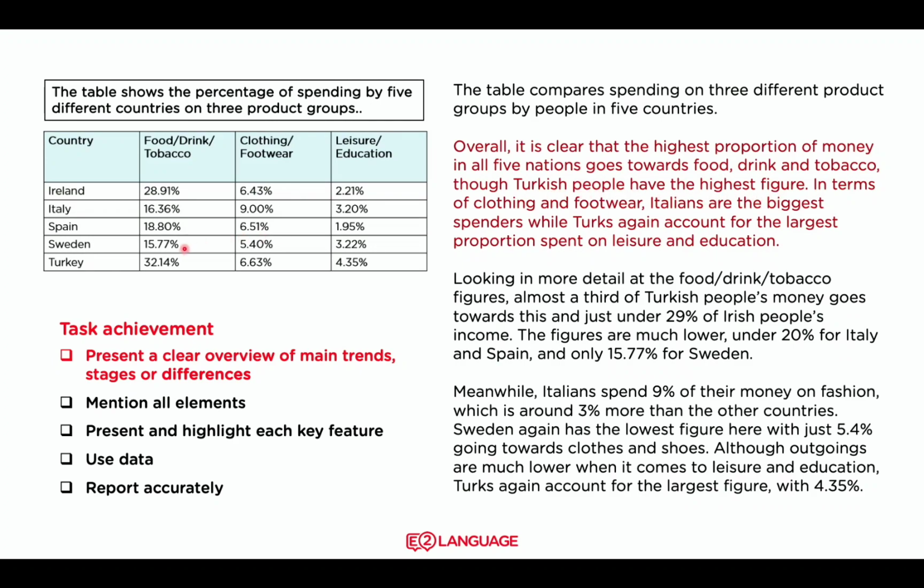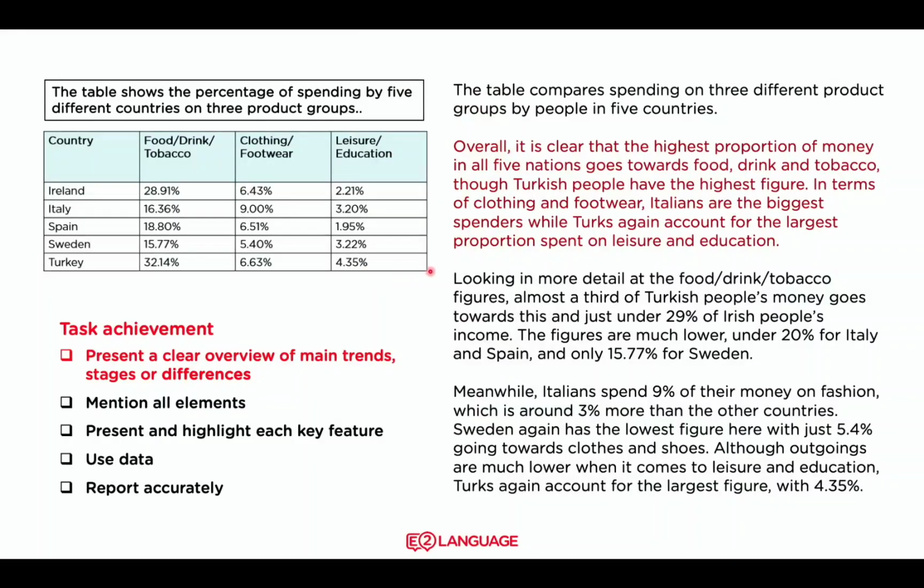So the highest proportion goes towards food, drink, and tobacco, though Turkish people have the highest figure. So this is number 1, and within the category, Turks spend the most. In terms of clothing and footwear, now we're over here, Italians are the biggest spenders, while Turks again account for the largest proportion spent on leisure and education, this part here. So exactly the questions that I asked before, this goes into the overview, no details, no percentages.